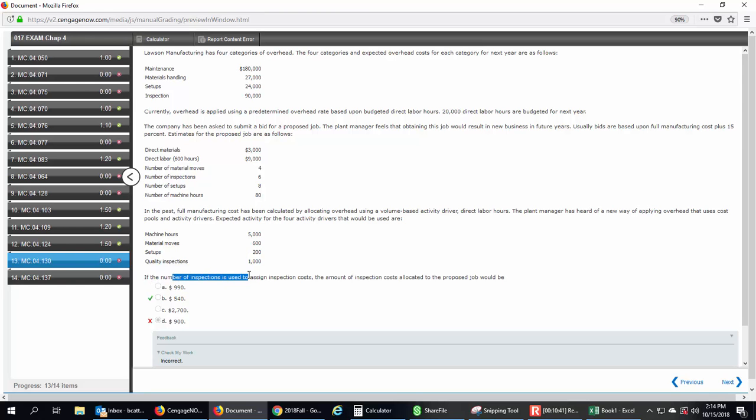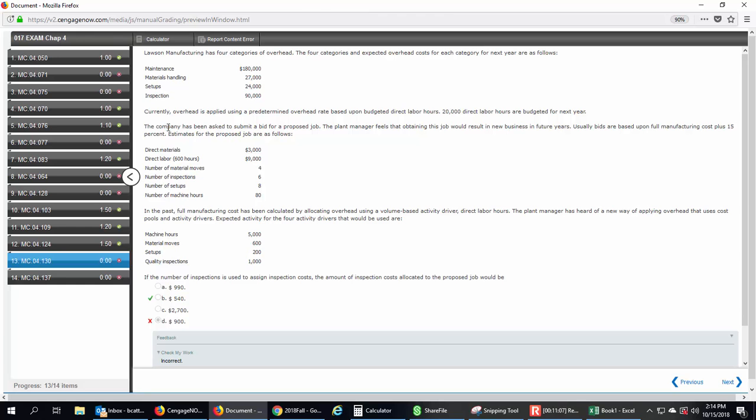You need materials plus labor plus overhead. If the number of inspections is used to assign inspection cost, the amount of inspection cost allocated to the job would be. So they're only asking about inspection costs for this job. So what is our rate for inspection? We've got 4 categories here. I really only care about the one regarding inspection.